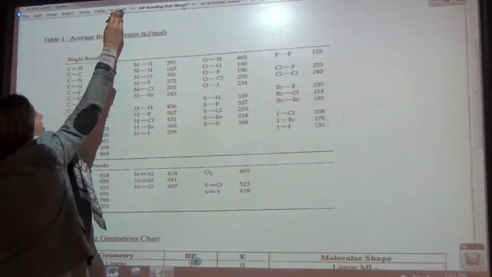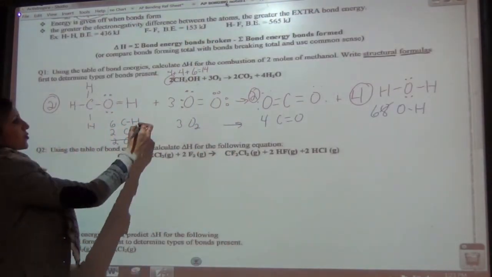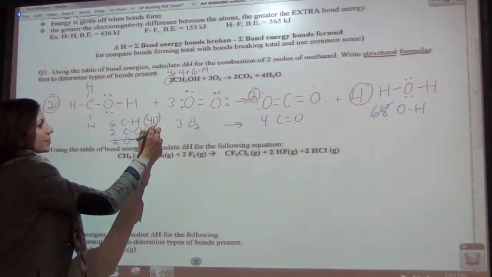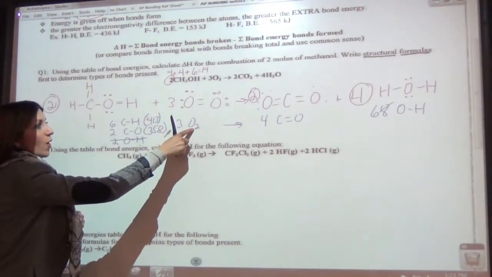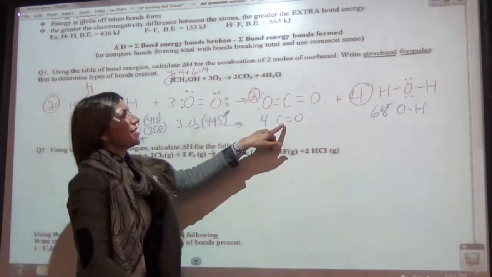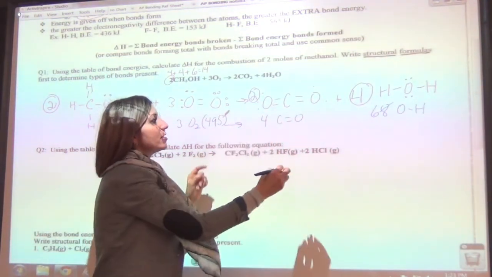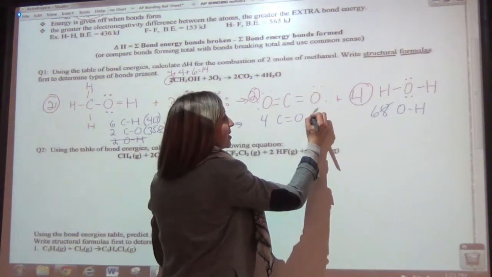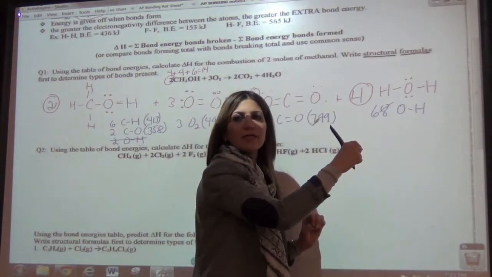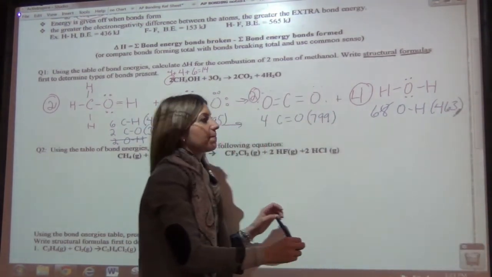So let's come back to this, and then I'm going to have you help me because I don't remember the numbers. So CH was what? 413. CO was 358. O2 was 495. Okay, and then we also need C double bond O. Take a look at your chart and what's C double bond O? 799. And the OH is 463.